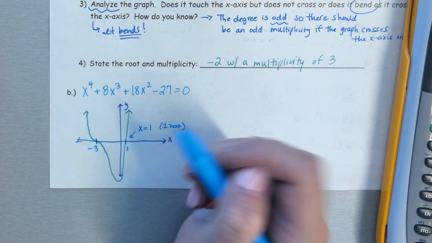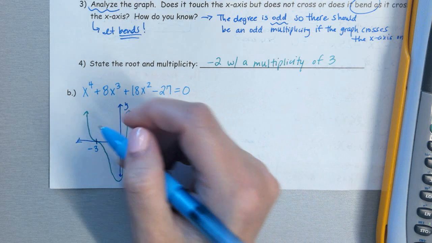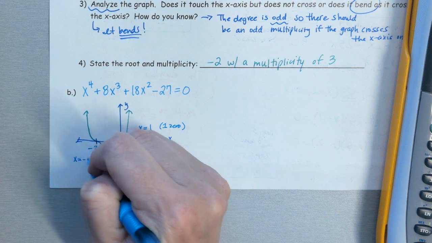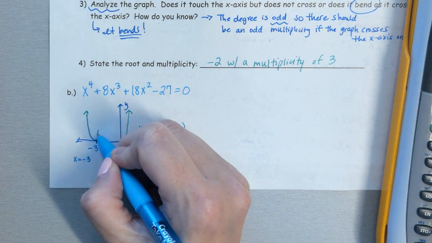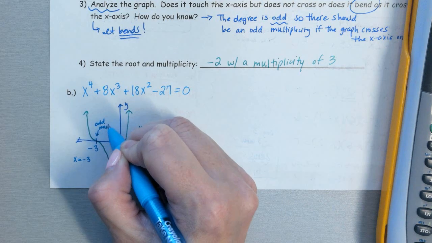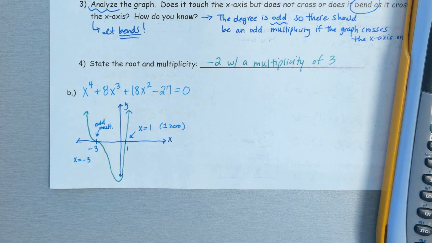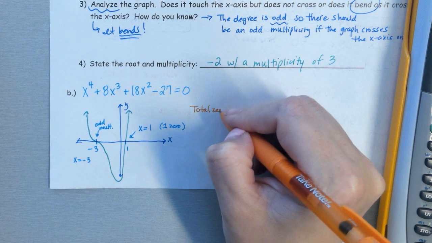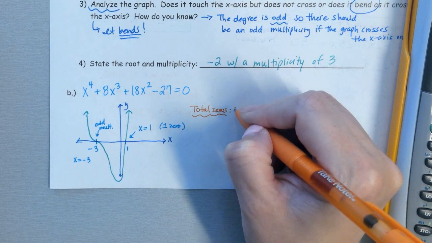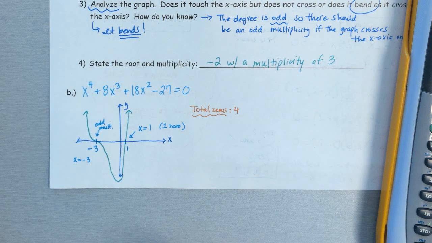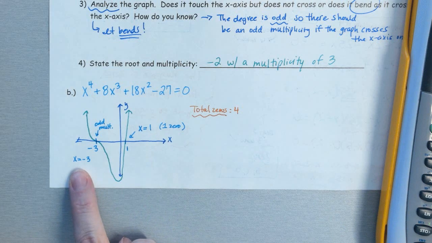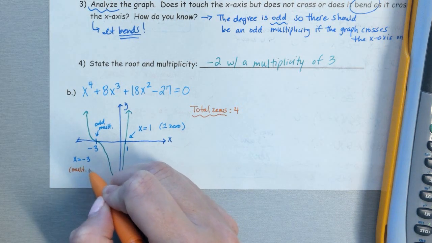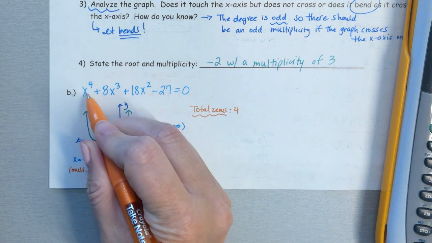Now in order to find the multiplicity, first it's a bend. Okay, so we know it's an odd multiplicity. So this is x equals -3. It's an odd multiplicity. So the total number of zeros is how many? 4, because that's the degree, right? So if this is only one of them, how many does this have to be? 3. It all depends on the degree here.